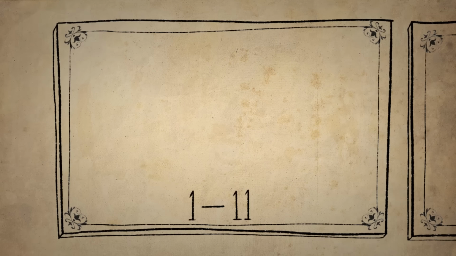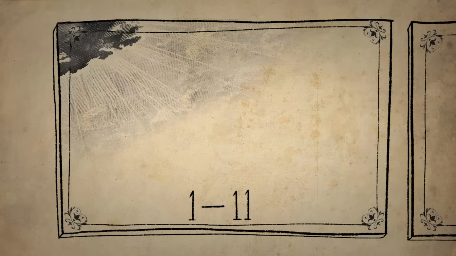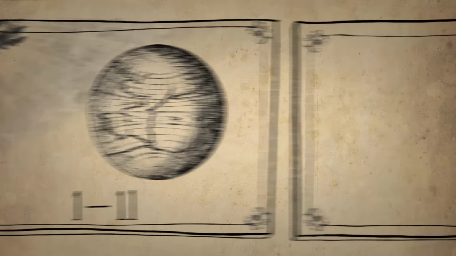You have chapters 1 through 11, which is telling the story of God and the whole world. And then you have the second part, which is about God and Abraham's family, as chapters 12 through 50. And how the two of those parts relate, that's where you find the message of the book. Okay, so let's start back at the beginning.